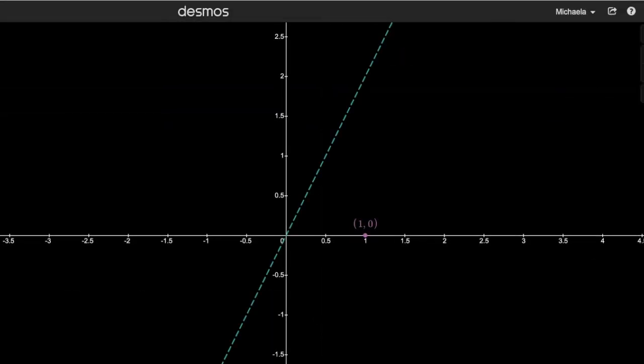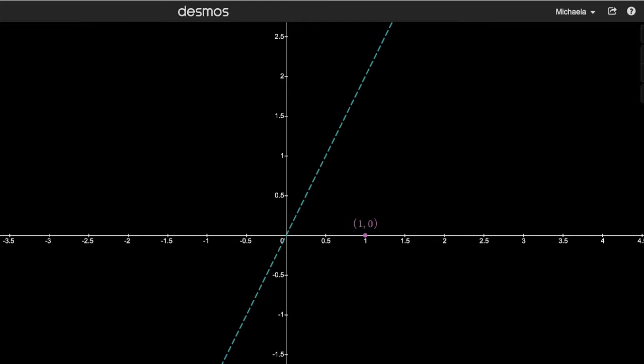Now we're going to take a look at a line that is not horizontal nor vertical, but goes through the origin. This is the line y equals 2x. So we're going to use the point 1, 0 to demonstrate what happens in this transformation.